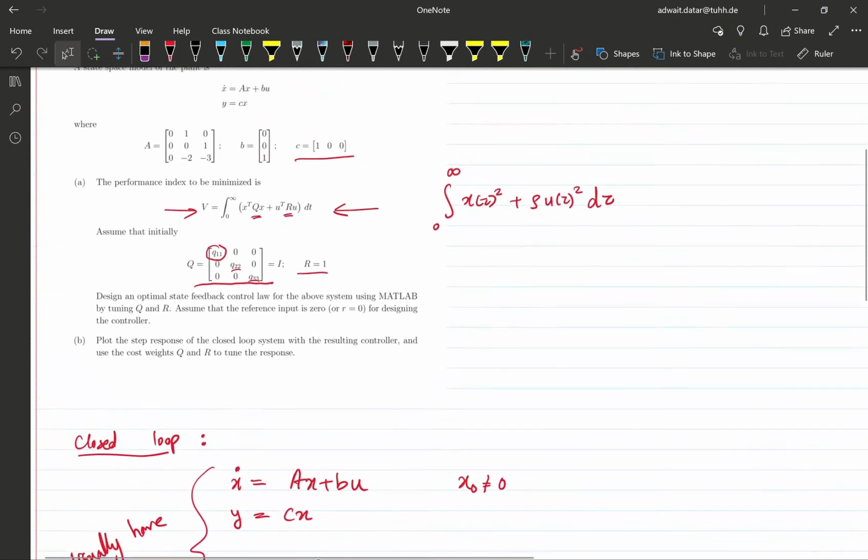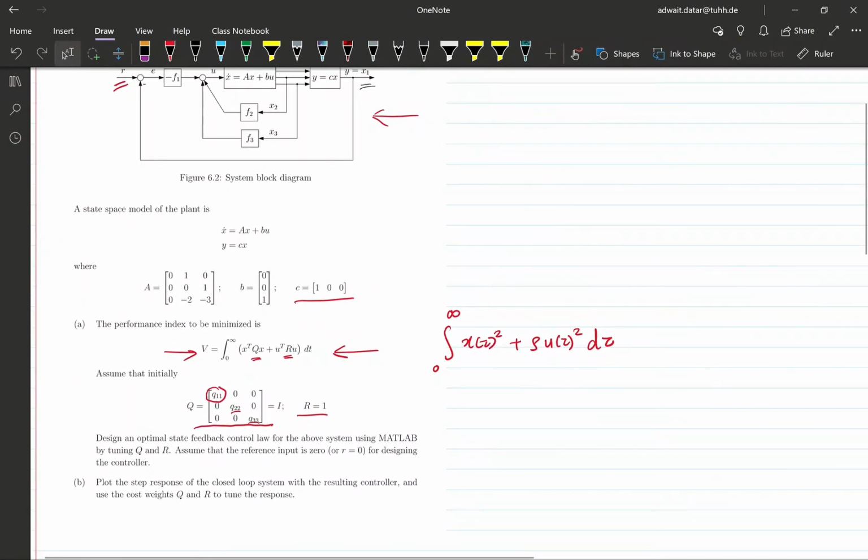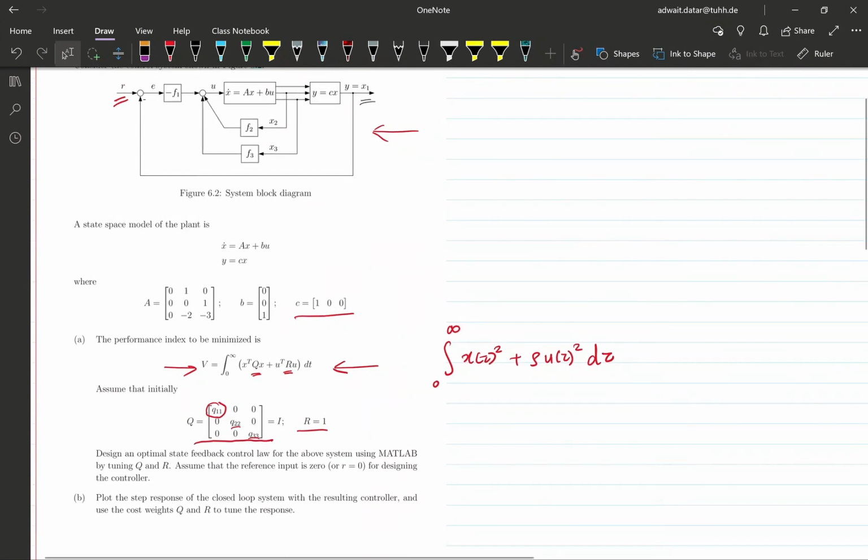I would be happy to discuss with you if you have any specific questions about this problem, or if you have any interesting observations, some peculiar stuff that you found while tuning these matrices Q and R.